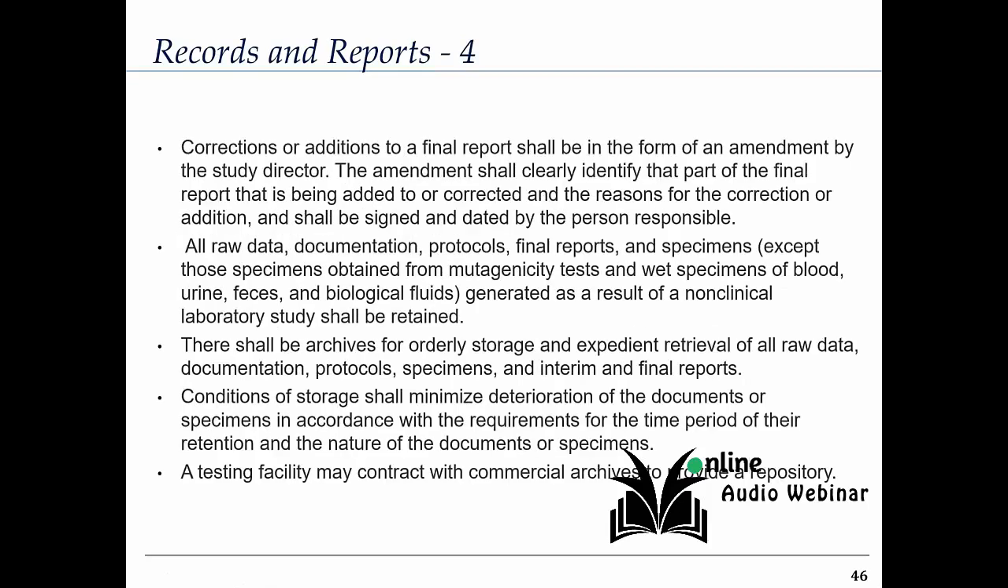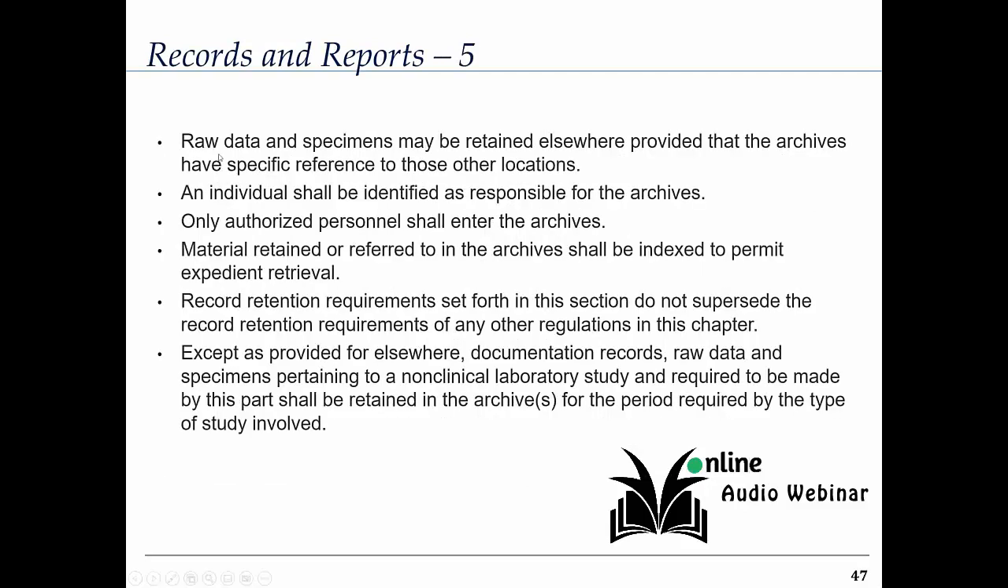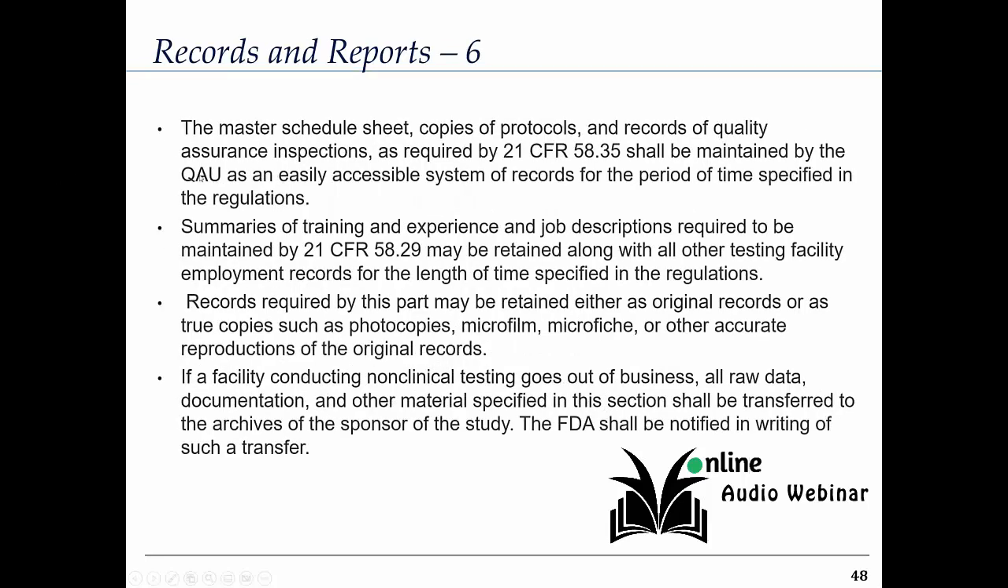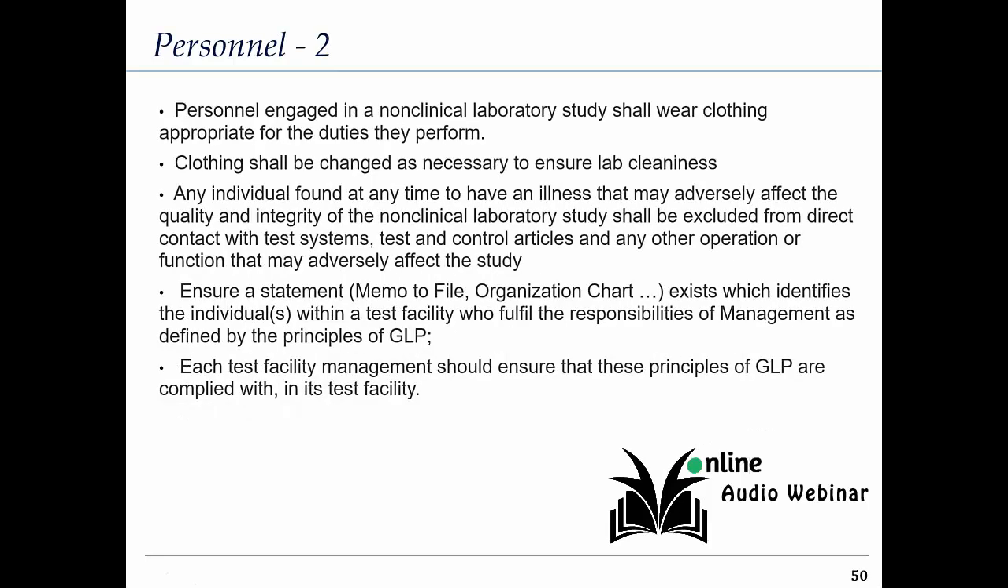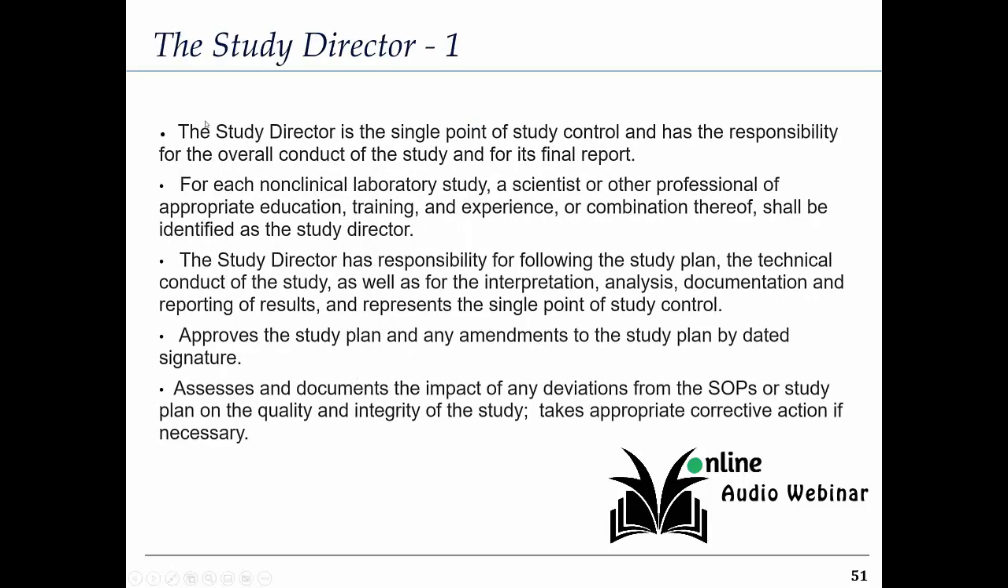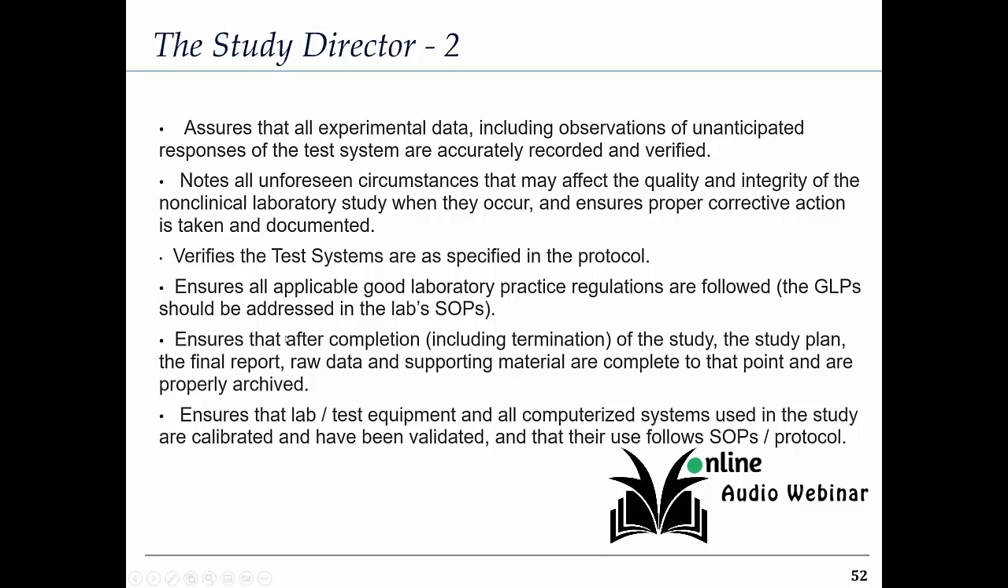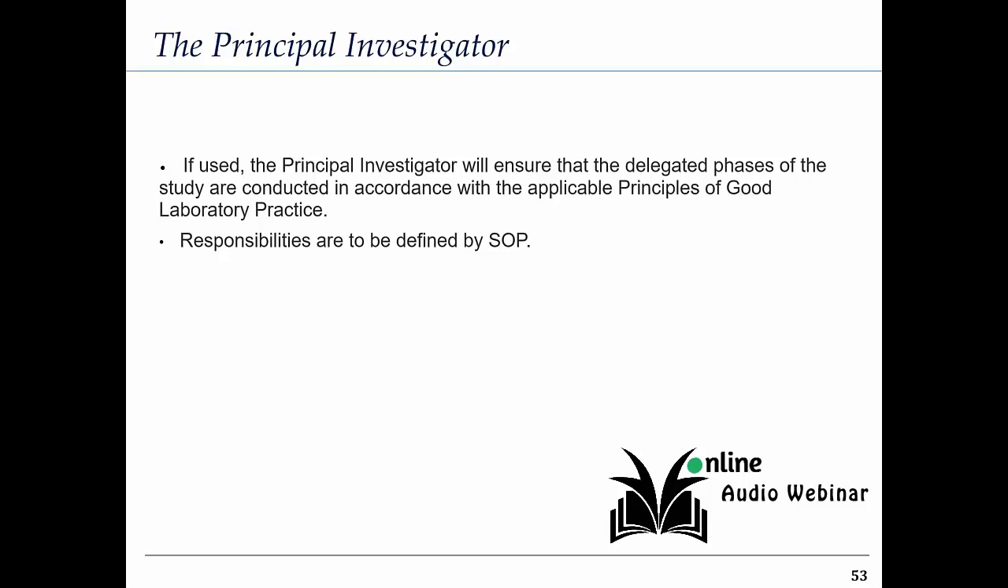Corrections and additions, usually in the form of an amendment, other than maybe 1-2 word corrections. And where you're retaining it elsewhere, you want to have clear indication of where this information is being retained. The quality assurance unit is responsible for a lot of the retaining of records regarding this kind of documentation. Personnel, they need to appoint a study director, or even if there's construction next door to the facility, even though the study director's responsibility, they're responsible for adherence to the GLPs, etc. If you use a principal investigator, they get out of the nitty-gritty.